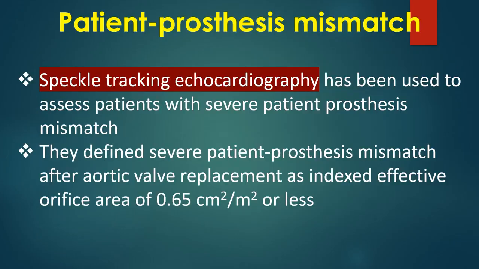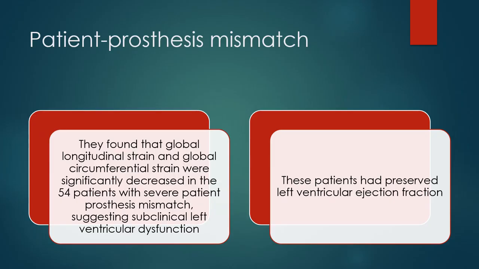Speckle tracking echocardiography has been used to assess patients with severe patient prosthesis mismatch. They defined severe patient prosthesis mismatch after aortic valve replacement as indexed effective orifice area of 0.65 square centimeter per meter squared or less. They found that global longitudinal strain and global circumferential strain was significantly decreased in the 54 patients with severe patient prosthesis mismatch, suggesting subclinical left ventricular dysfunction. These patients had preserved left ventricular ejection fraction.